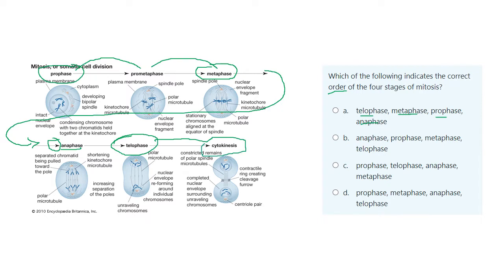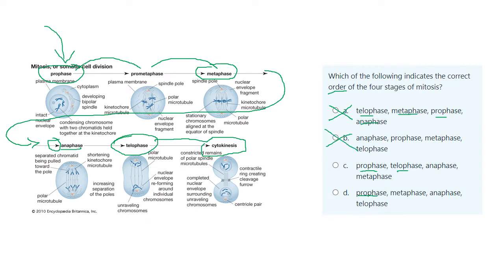The cytokinesis is not listed in the question, but cytokinesis means the separation into different cells. And so it starts with prophase. So we have option C and option D. A and B, starting with telophase and anaphase, cannot be correct.